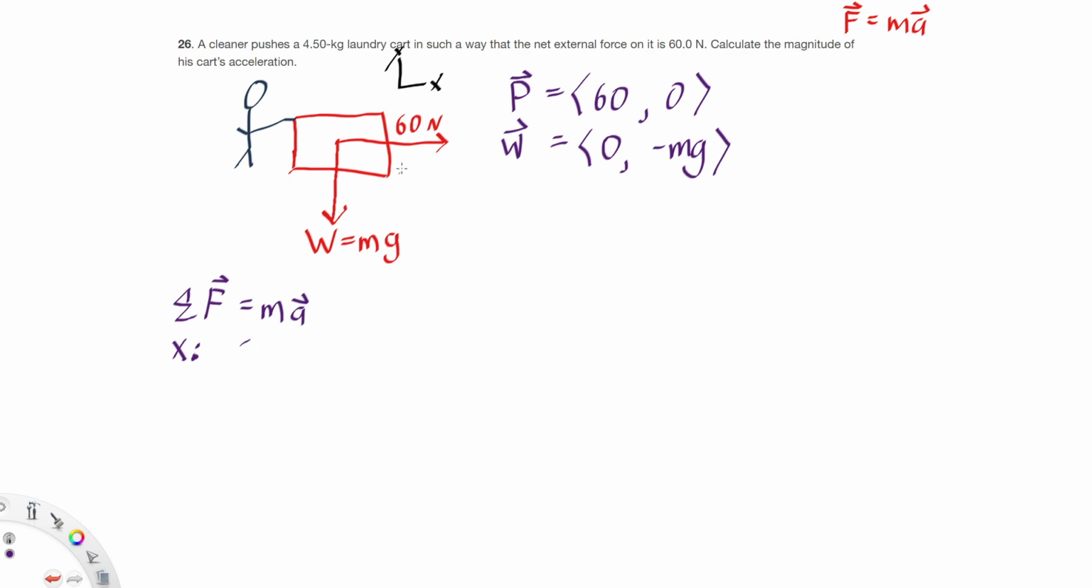we have only one force in the x direction, right? So on the left-hand side of Newton's second law, it says sum of forces, right? And when we apply that, we literally are just going to sum the forces in that direction. So here, the sum of forces is 60 plus 0. And on the other side is mass times acceleration. So 4.5 is the mass and acceleration in the x direction. So that lets us easily say what the acceleration in the x direction is, right? It's going to be 60 divided by 4.5.